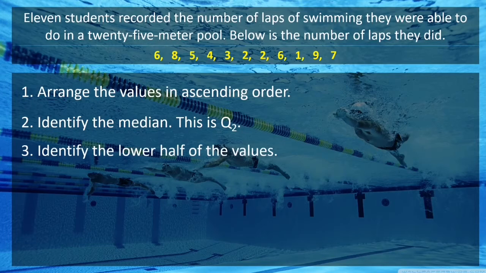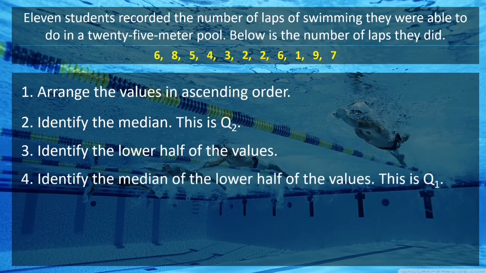Identify the lower half of the values. Just encircle the lower half. Step number 4. Identify the median of the lower half of the values. This is the first quartile. Do you have the value now? Great! Let's proceed with the fifth step.